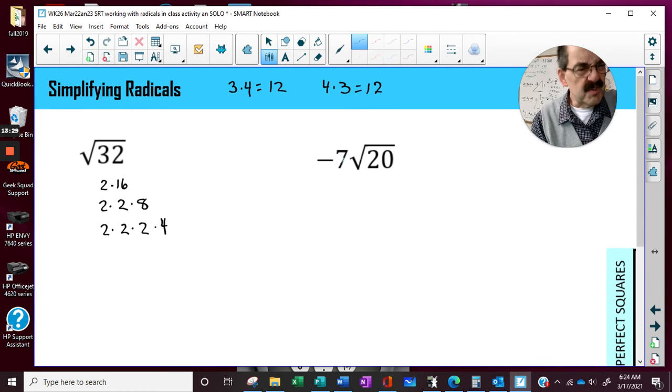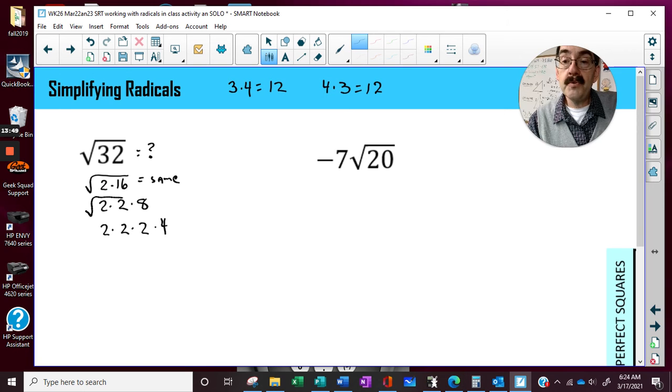12, right? We got all these rules in math. Now, the square root of 32 is equal to something. The square root of 2 times 16 is equal to the same something. The square root of 2 times 2 times 8 is equal to the same something. The square root of 2 times 2 times 2 times 4 is equal to the same something.